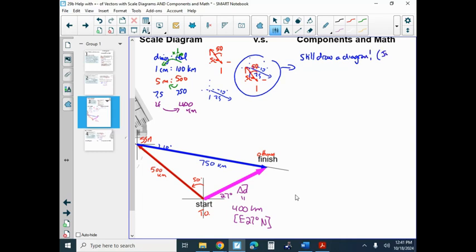Right? You just don't need to scale. So your diagram is going to help you analyze the numbers and keep track of things and so on, right? So we have our 500, and it's at 50 degrees, as described in the question.